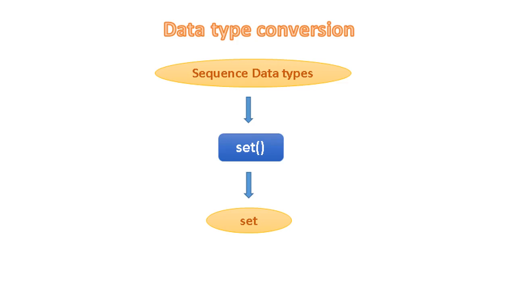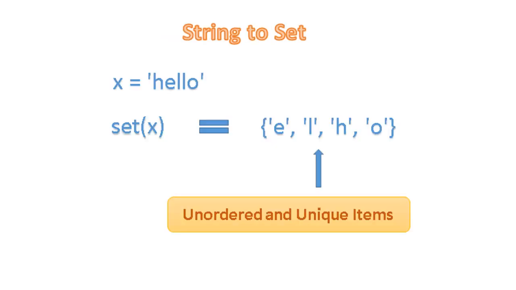Data type conversion. Set function is used to convert a sequence data type to set type. Sequence data types are string, list, tuple, etc. String is a sequence of characters. So when a string is converted to a set, it takes each character in the string to a set item. If the string has duplicate characters, then it will remove the duplicate characters.